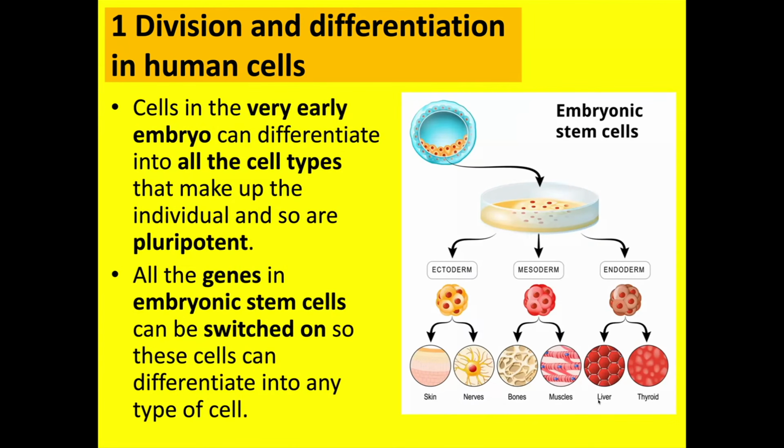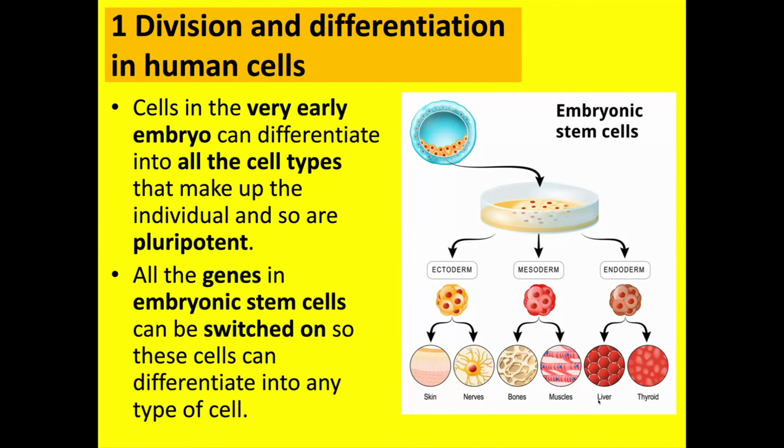So the cells in the very early embryo, or embryonic stem cells, can differentiate into all the cell types that make up the individual, and therefore are pluripotent. So you could take stem cells from this embryo and they would potentially differentiate into any cell type from that individual. They have a much wider range of cells that they can differentiate into compared to the tissue ones. That's because all the genes in embryonic stem cells can be switched on.